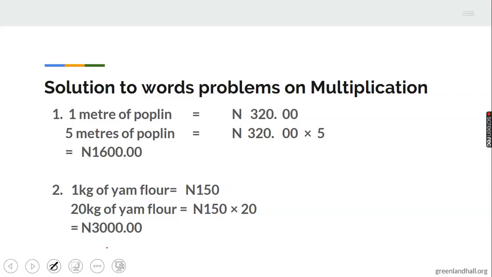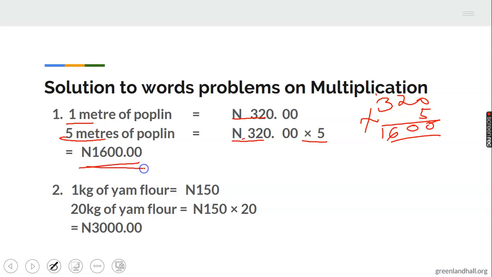Look at the answer to the first question. If 1 meter of poplin is 320 naira, then it means 5 meters will be what? 320 naira times 5. 5 times 0 is what? 0. 5 times 2 is what? 10. You carry your 1. Then 5 times 3 is what? 15 plus the 1 you have carried, that's 16. So what do we have? 1,600 naira. That's the answer that we have here.